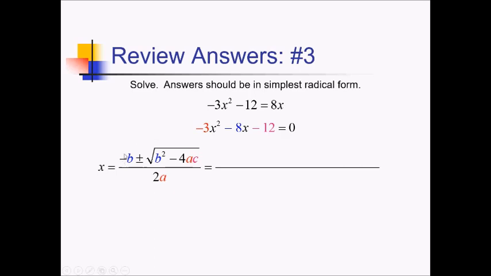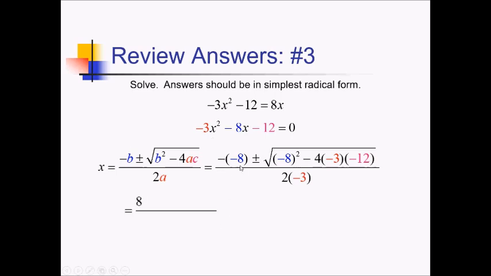So I've got negative 8, because I have a negative b there, plus or minus square root of negative 8 squared, minus 4 times the a value negative 3, times the c value negative 12, all over 2 times the a value negative 3. Simplifying this a little bit further, negative 8 is 8. Negative 8 squared is 64, so we have plus or minus square root of 64 and some more stuff in here.